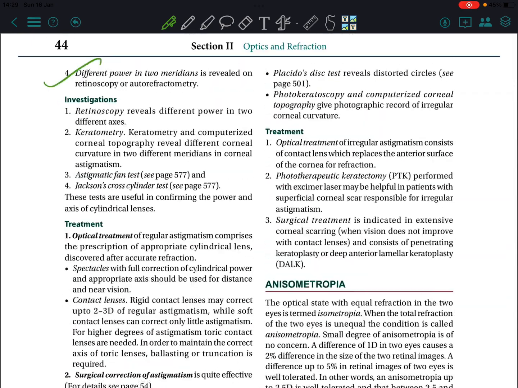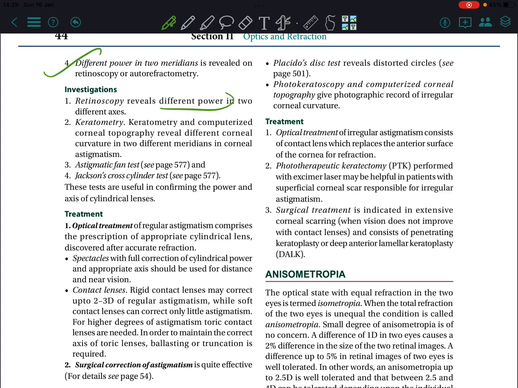Investigations: retinoscopy reveals different power in two different meridians. Keratometry and computerized corneal topography reveal different corneal curvature in two different meridians, corneal astigmatism. Astigmatic fan test, Jackson cross cylinder test.